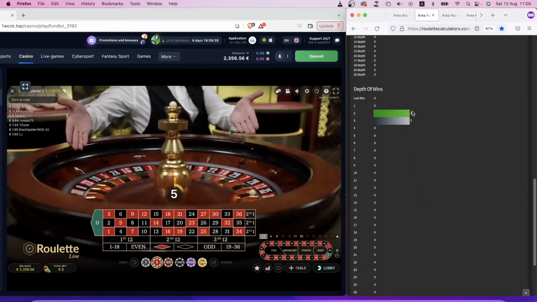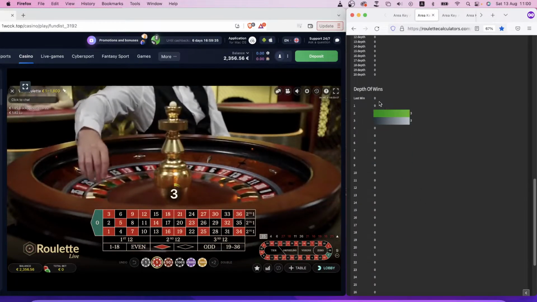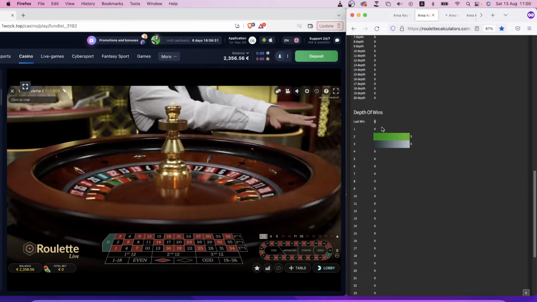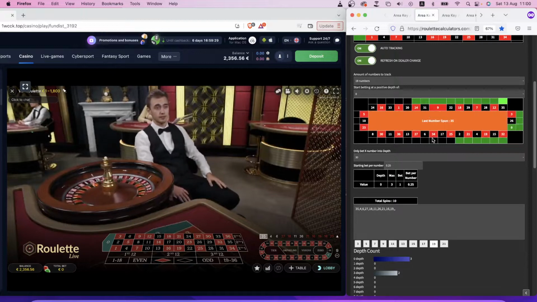Now, if that depth of 2, depth of 3, if it went to like a depth of 4 or 5, and then that was at like a depth of 3 or 7 or whatever, and kept doing that, then I would be betting on the unhighlighted section.